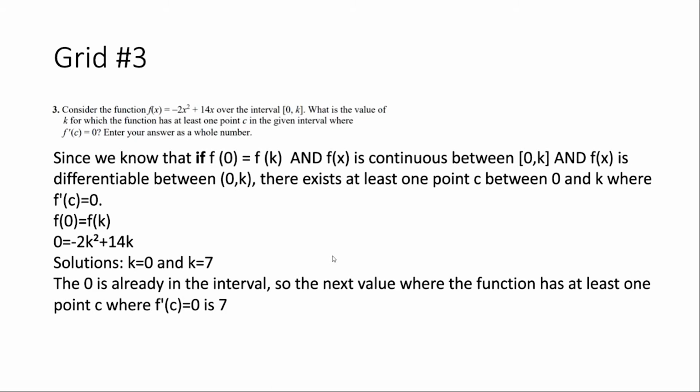3. Consider the function f of x equals minus 2x squared plus 14x in the closed interval 0 to k. This is just like the last question, but much simpler. Apply all these conditions, and we end up getting f of 0 equals f of k. Substitute 0 and k in the original equation, and you get 0 equals minus 2k squared plus 14k. Solve for k, and you'll get k equals 0 and k equals 7. 0 is already in the interval, just like the previous question, so we pick the other smallest value. Since the other one is just 7, the answer is k equals 7.